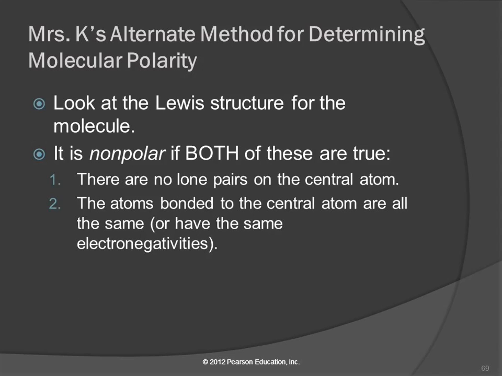And then there's another way. This is my kind of cheater method for determining molecular polarity. Look at the Lewis structure. You have to do that for the other method anyway, because you have to know the geometry. Look at the Lewis structure. It will be nonpolar if both of these conditions are true: no lone pairs on the central atom, and the atoms bonded to the central atom are either all the same or they have the same electronegativities. And for our purposes, I'll only ask you, same or different.